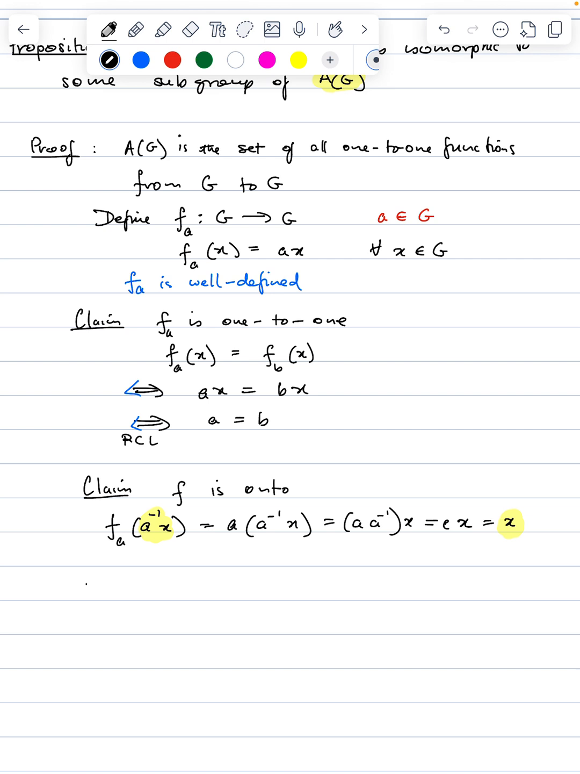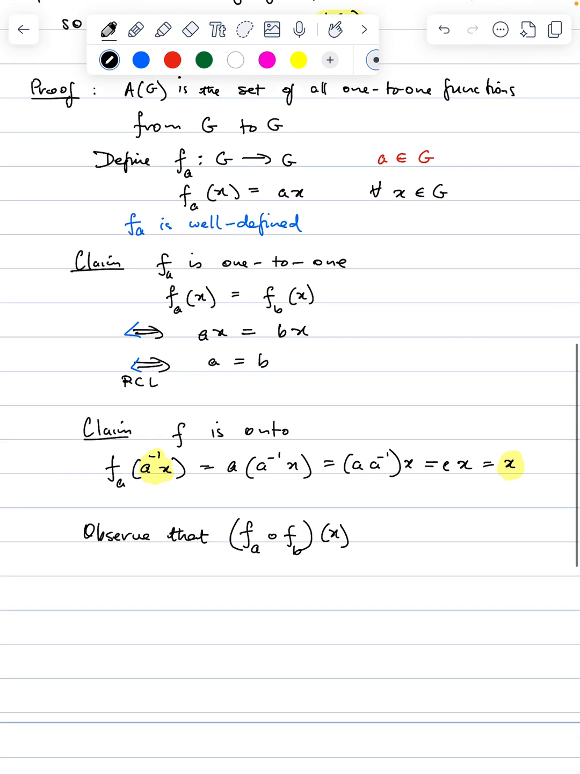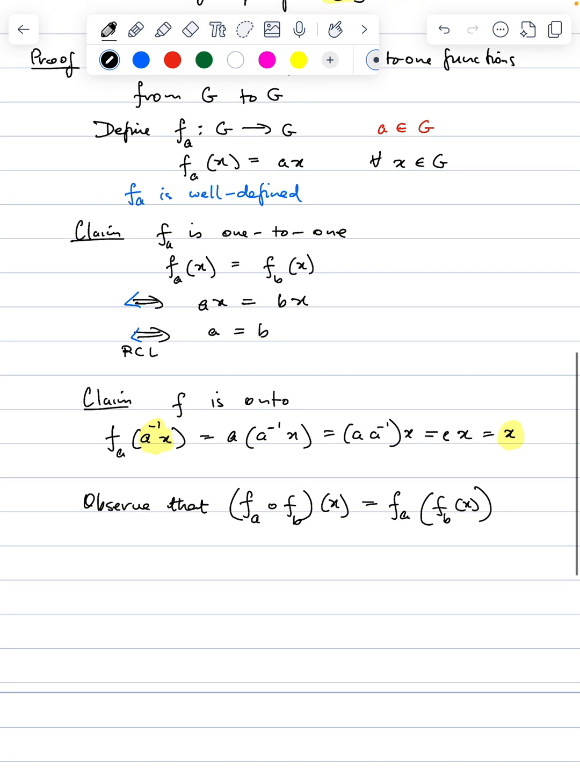Now, observe that F_A dot F_B of X is equal to F_A(F_B of X). That's the meaning of composition here.